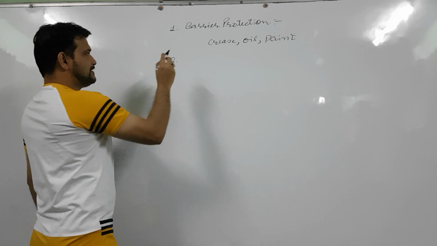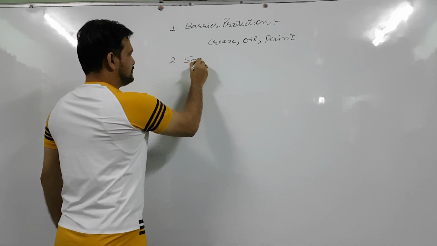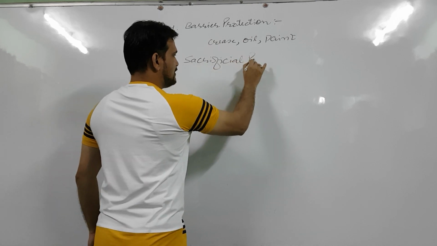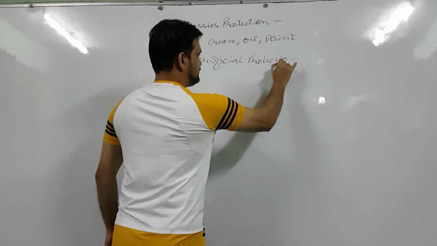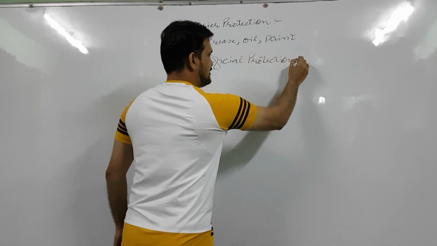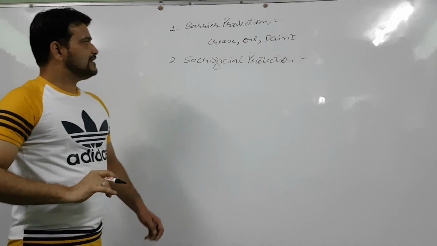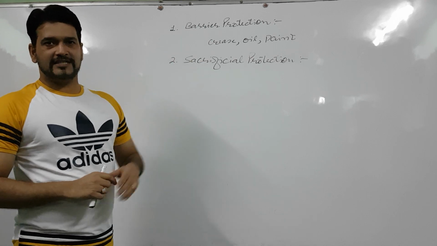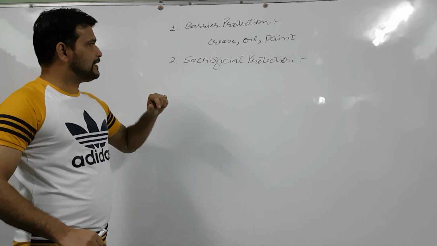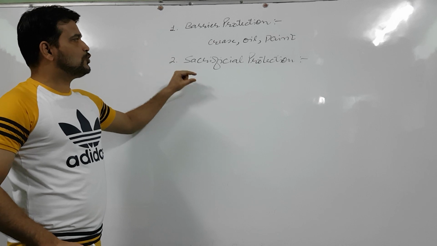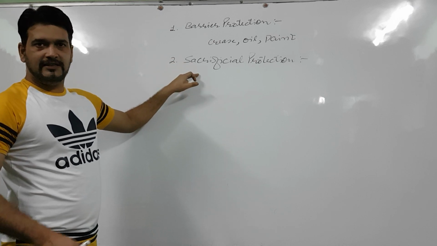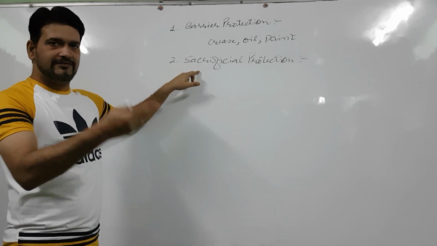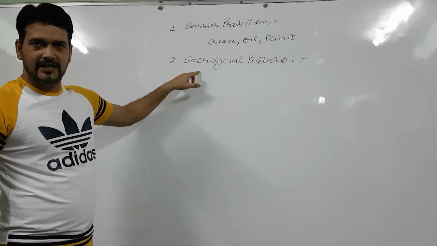And iron can be protected from the rust. The second method is sacrificial protection. As the name implies, there will be some sacrifice. For example, if we want to protect iron, then another metal in place of iron will give the sacrifice, and hence iron can be protected.